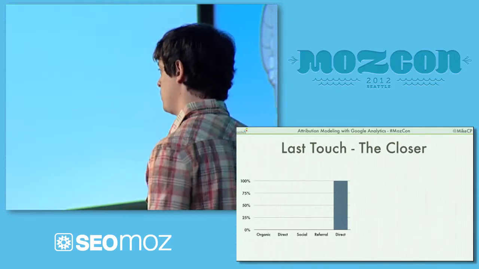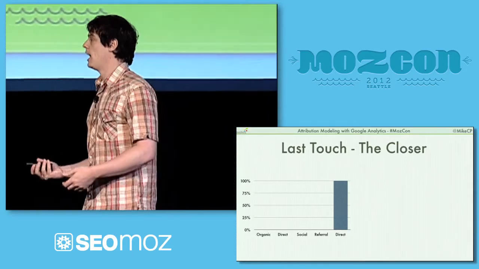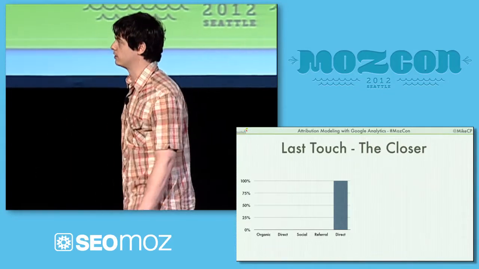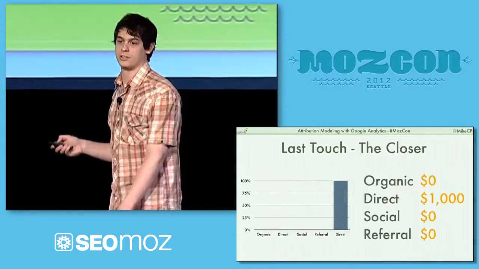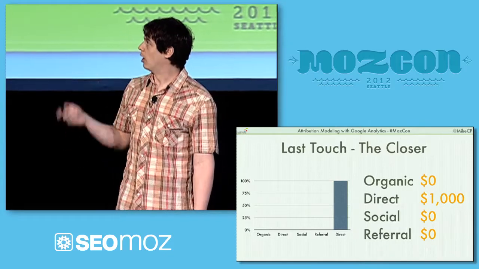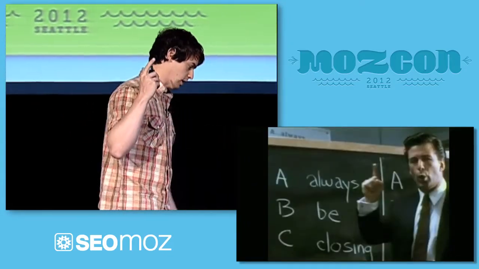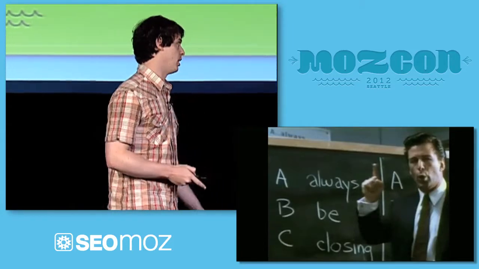Some people do absolute last touch. You can call this an attribution model. It's very simplistic, but you can do this. And this is the closer. He's only interested in the last touch, absolutely, no matter what it is. In this case, direct is going to get $1,000 worth of credit. You've seen Glengarry Glen Ross. Alec Baldwin would love this. This is his favorite model, always be closing.